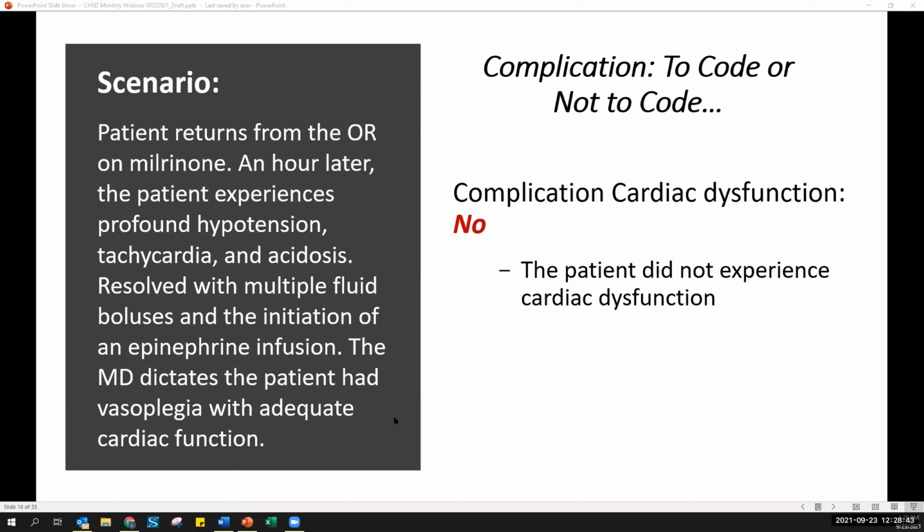Patient returns from the OR on milrinone. An hour later, the patient experiences profound hypotension, tachycardia, and acidosis. This resolved with multiple fluid boluses and the initiation of an epinephrine infusion. The doctor dictates that the patient had vasoplegia, with adequate cardiac function. So do we code the complication of cardiac dysfunction? The answer here is no, because the physician documented that the patient did not experience cardiac dysfunction. So yes, they had a low output state, but they had adequate cardiac function. Next slide.